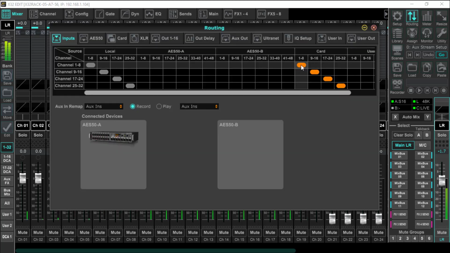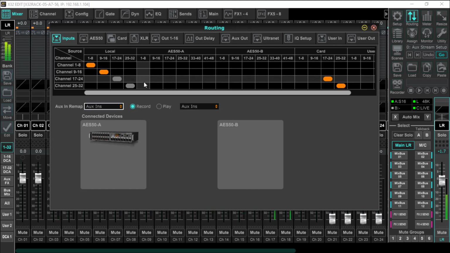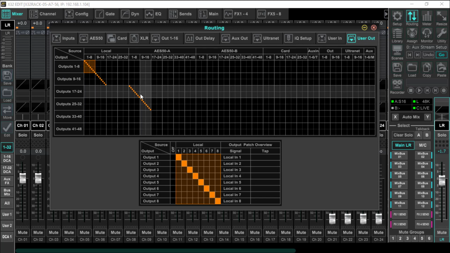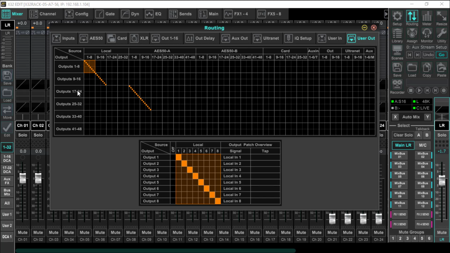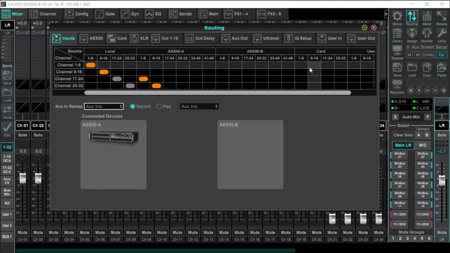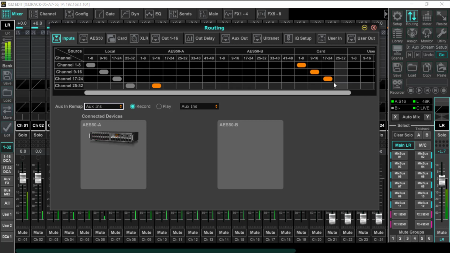You know, again, the routing. I'm using the card. If I was using my rack and the S16, it would be here. I would come over to the user outs. As you can see, they're coming out. Outputs 1 through 8 is local. Outputs 9 through 16 or 17 through 32, guys, are right over here. They're already set up for this. All I have to change is the user in, and I don't change it here. I can simply come over here and change it on the inputs. And again, you'll see the meters come right back up when I switch my inputs over to the card.